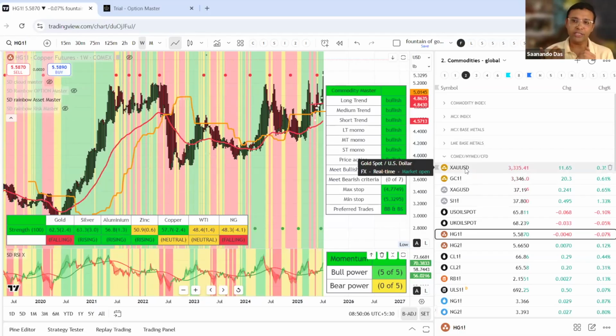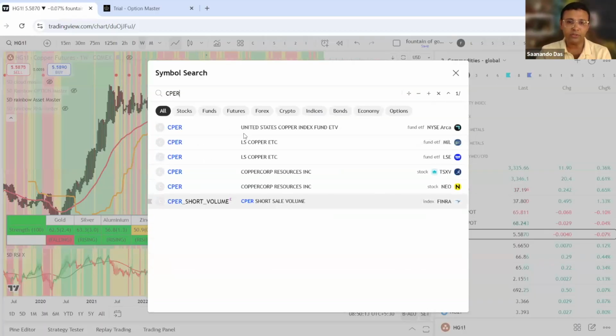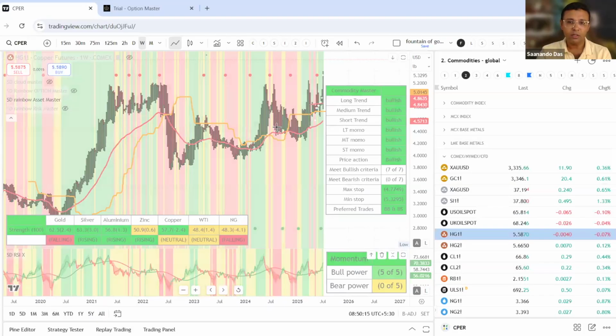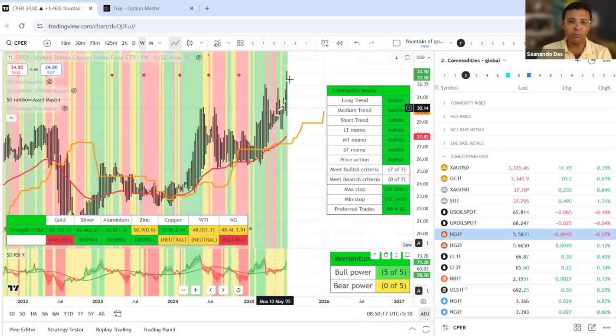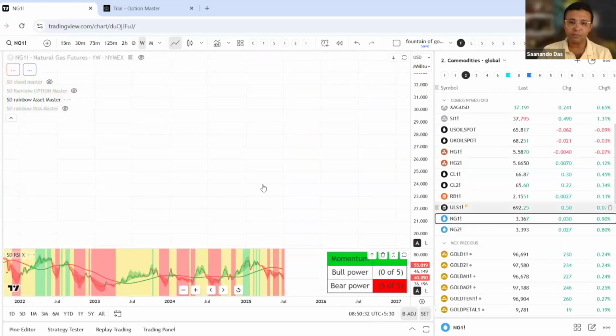Some people ask which ETF? It's CPER. The copper ETF's ticker is CPER. This is, you can see, copper. So this is a beautiful breakout. So we are very good since copper has gone up 10% thanks to Trump, and a little more since we have started taking the exposure.